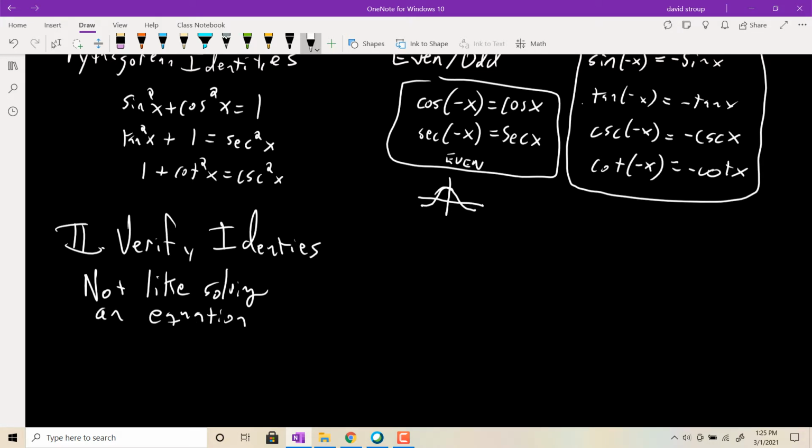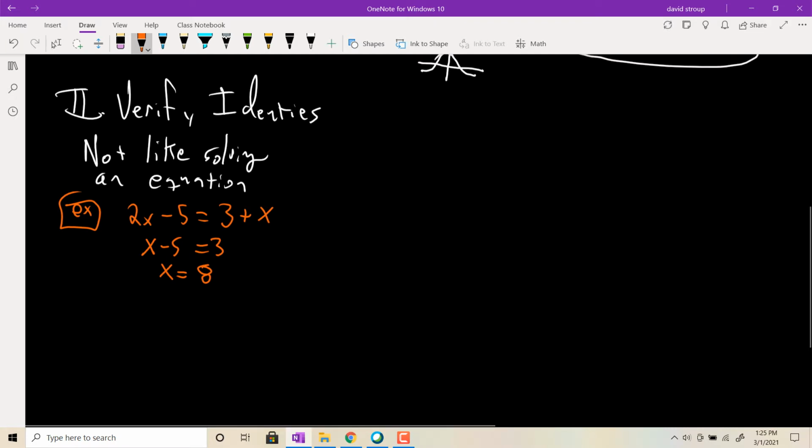Okay. So an example, you would have something like 2x minus 5 equals 3 plus x, right? And then you would subtract x from both sides, you get x minus 5 equals 3. Then you would add 5 on both sides, you get x equals 8, right? So it's not like solving an equation. What really makes it different is that you're not moving stuff from one side to the other, okay?